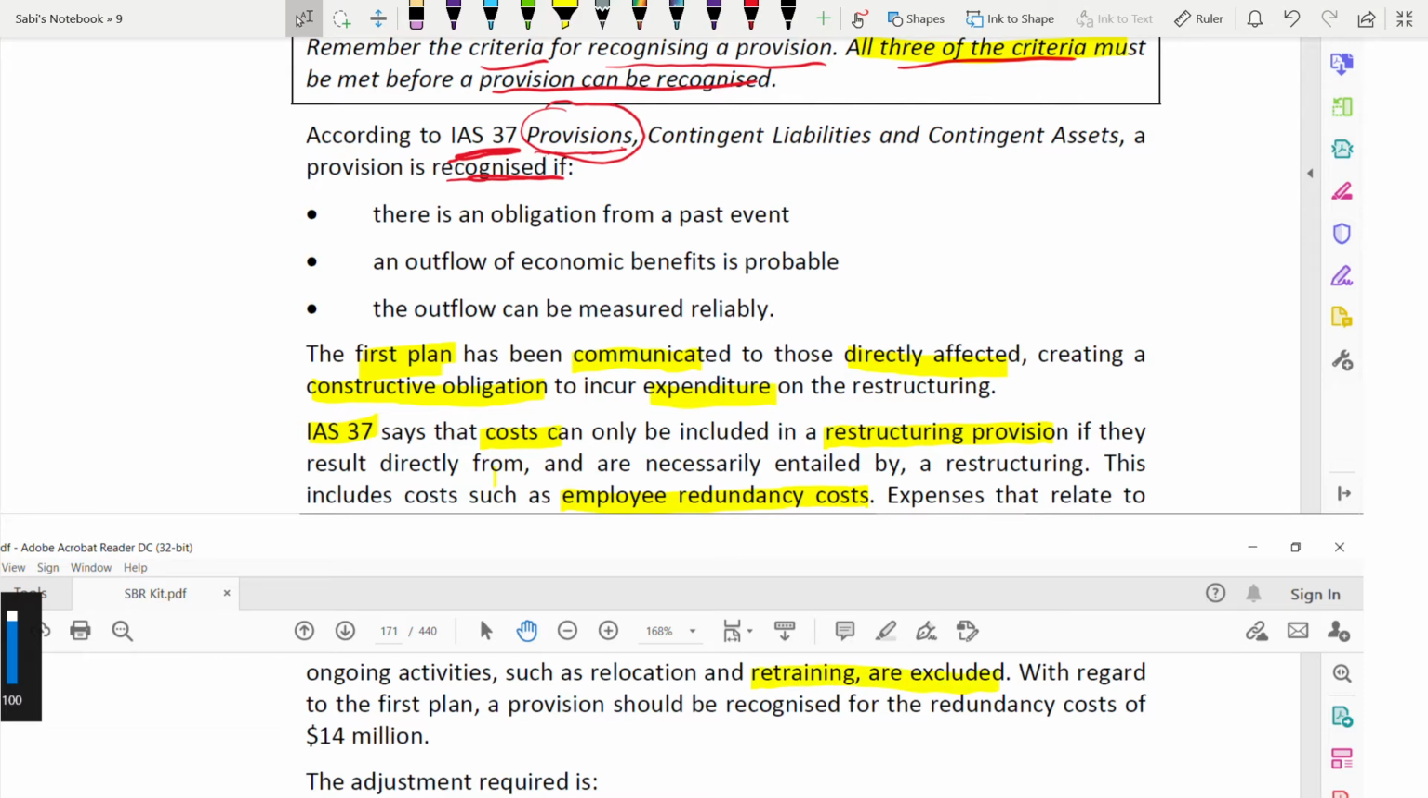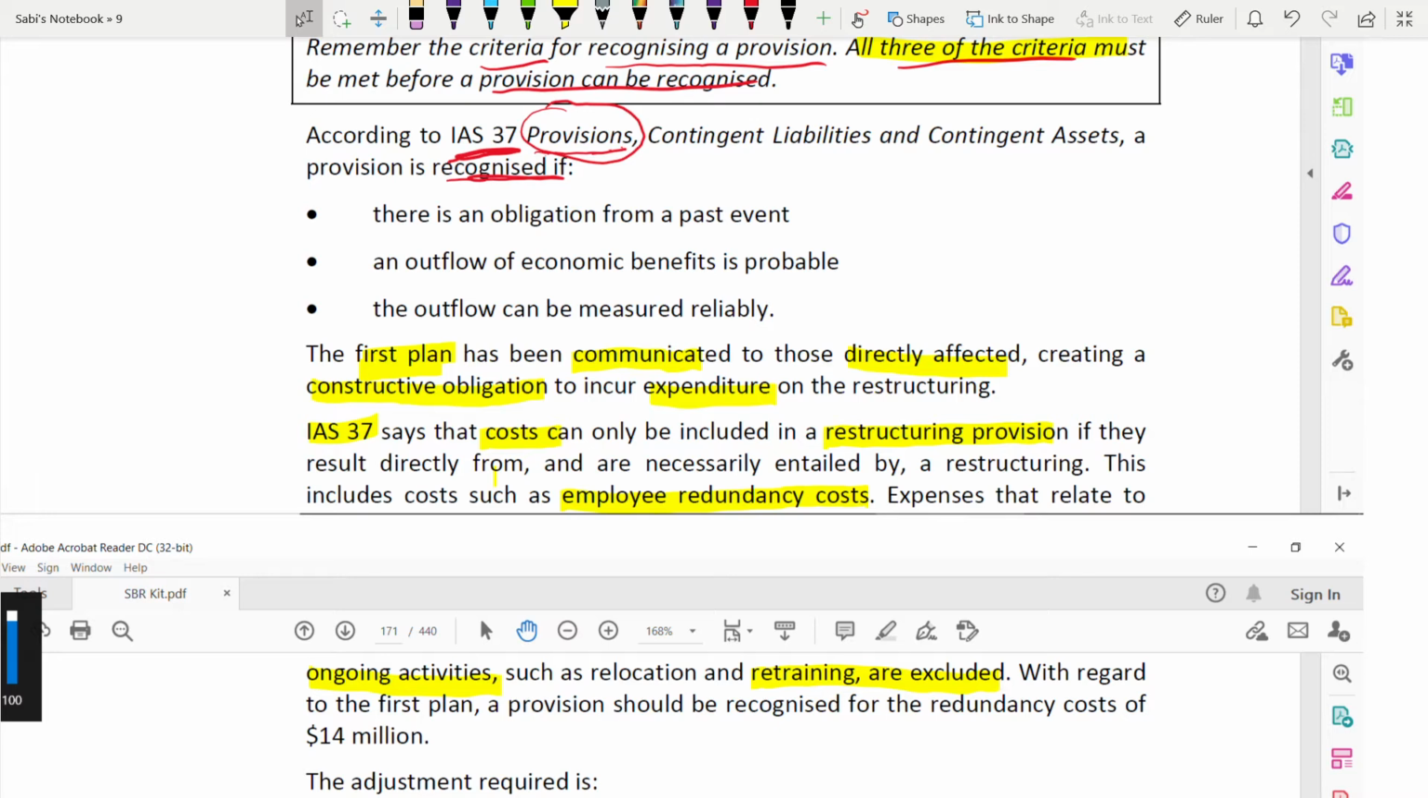Okay, ongoing activities. So only one cost will go there. Two costs were given, and the amounts are also given. One is retraining, one is redundancy cost. Redundancy cost will go as a restructuring provision, but not the retraining cost. It is excluded from that restructuring provision. Why? It's an ongoing cost. It is not something directly related to the redundancy. Understood? Because ongoing activities means it will keep on happening. Whether restructuring is there or not, retraining cost is there.